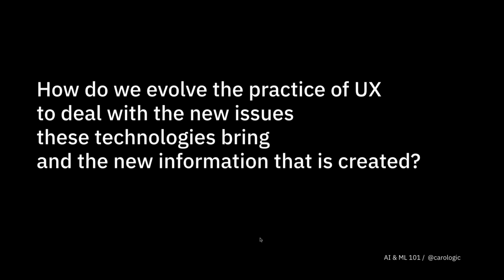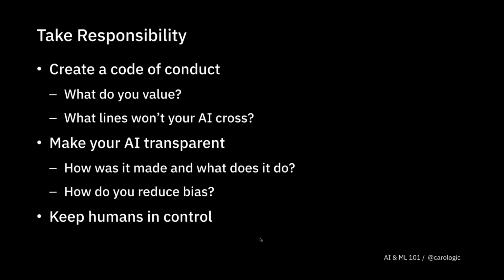So I encourage you all to take responsibility, create a code of conduct for the system that you're building. Think about what you value and what lines your AI won't cross. So where is the gray area? Identify it as soon as you can, and then determine where you stand on that issue. And make your AI as transparent as possible. So make sure that people are aware of how it was made and what it does, and how you are working to reduce the bias so you can keep the humans in control.